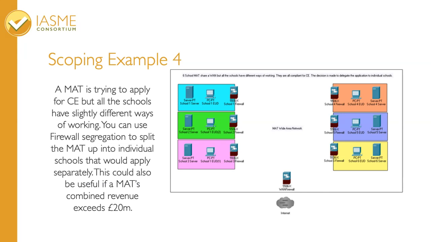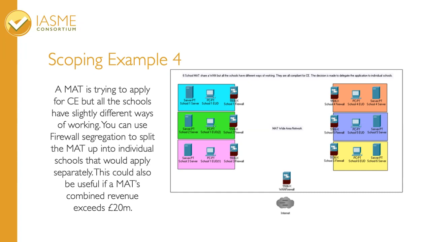Then the last example we're going to cover is a MAT. So sometimes it's just simpler and easier to break things down. Okay, this could be for various different reasons. It could be financial. It could be that the schools all have different suppliers, maybe different ways of working. Potentially you've had a MAT of 3 schools and then another 3 have joined through various times. So you're all at different stages of your cyber security maturity. So the easiest way to gain the certification would be to apply as 6 separate schools.